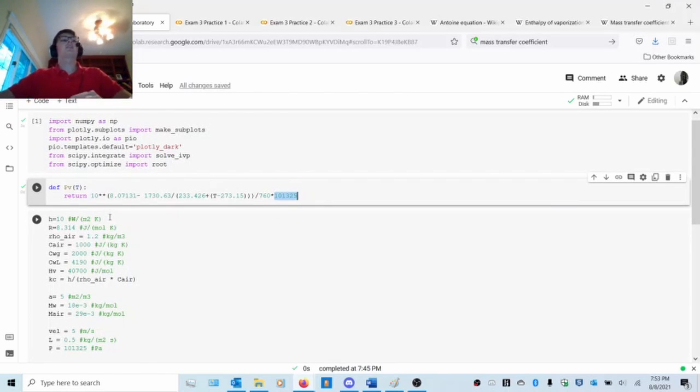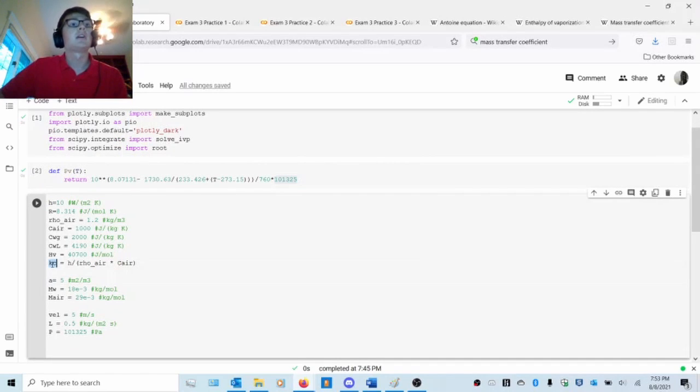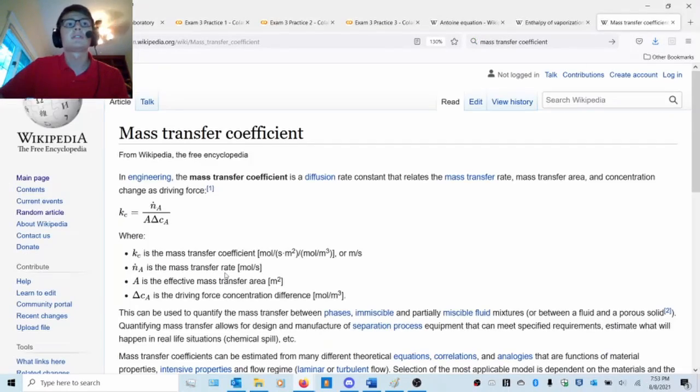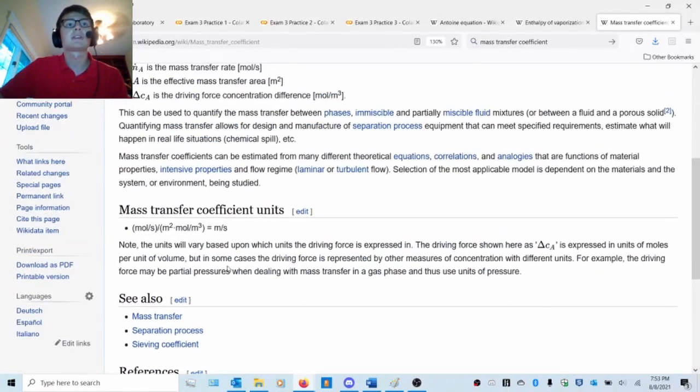Most of these are either given or things we're going to need to reference. So we have the heat transfer coefficient, the gas constant, density of the air, the specific heat of the air, the specific heat of the water as a gas, the specific heat of the water as a liquid, the heat of vaporization, the mass transfer coefficient, which is just basically derived from here. You can see, this is kind of a breakdown of what the mass transfer coefficient is. That's how we got there.